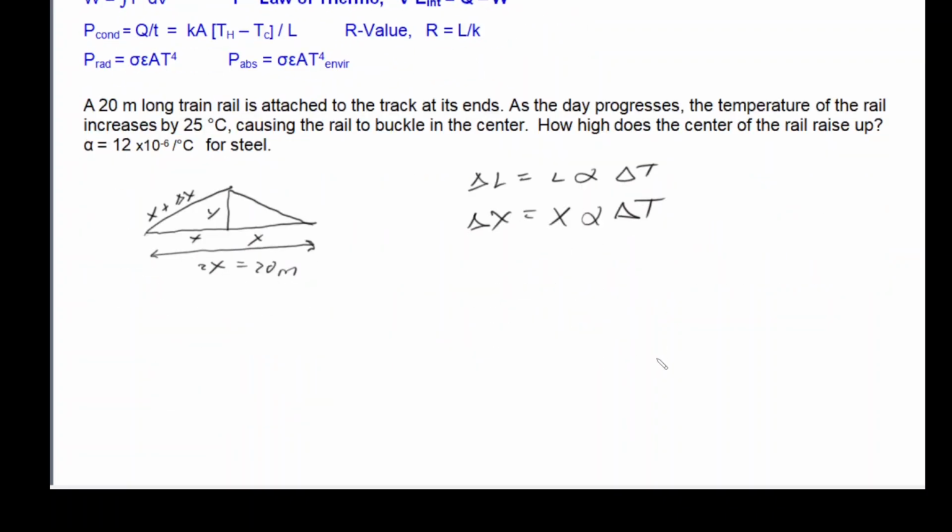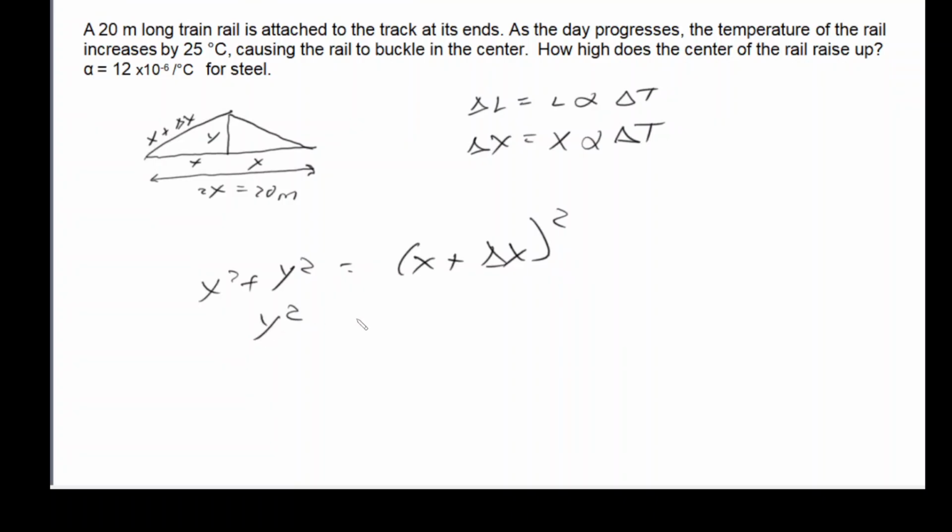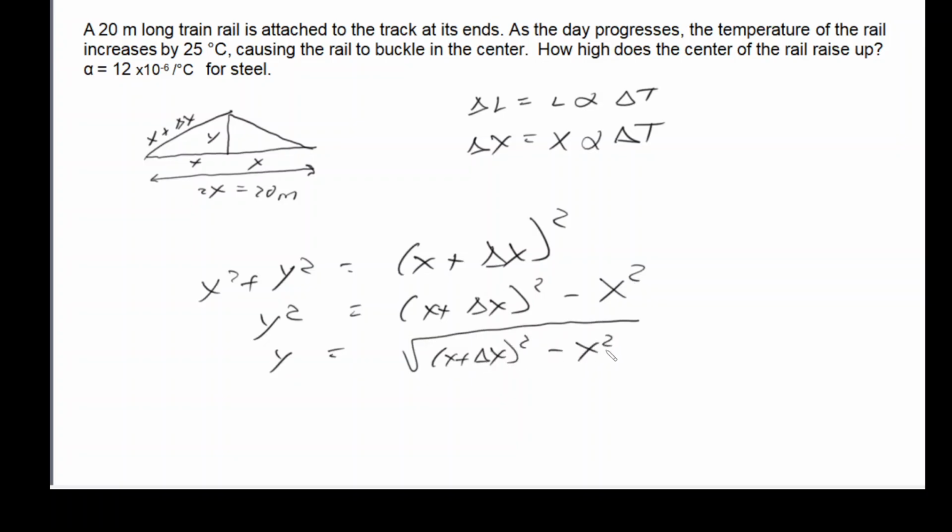So let's go back to our diagram. The Pythagorean theorem says that x squared plus y squared is equal to (x plus delta x) squared. Or if we solve for y squared, that's equal to (x plus delta x) squared minus x squared. And therefore y will be equal to the square root of (x plus delta x) squared minus x squared.